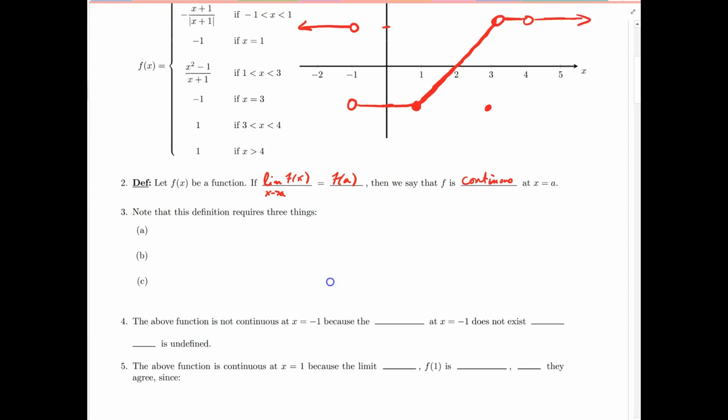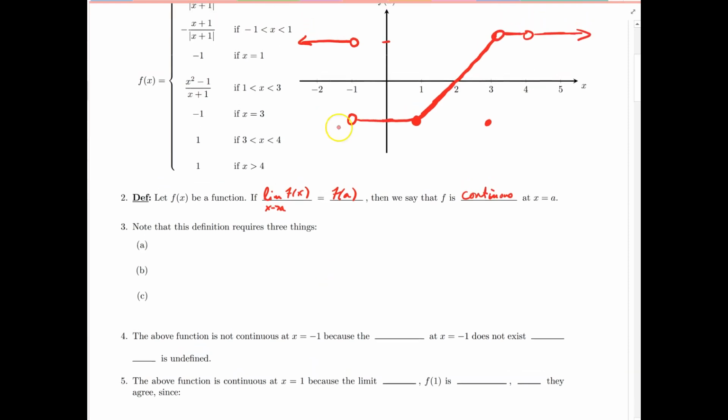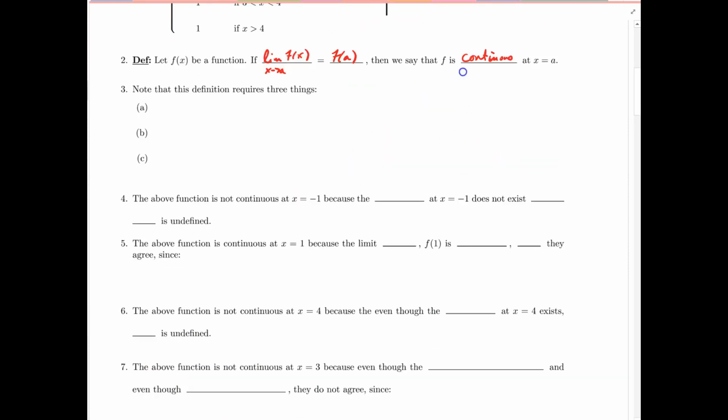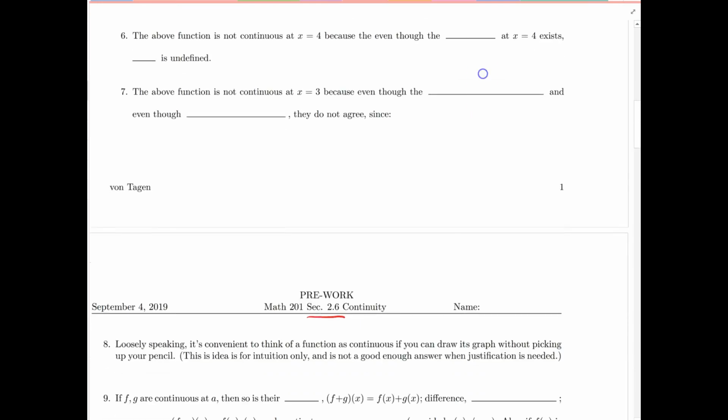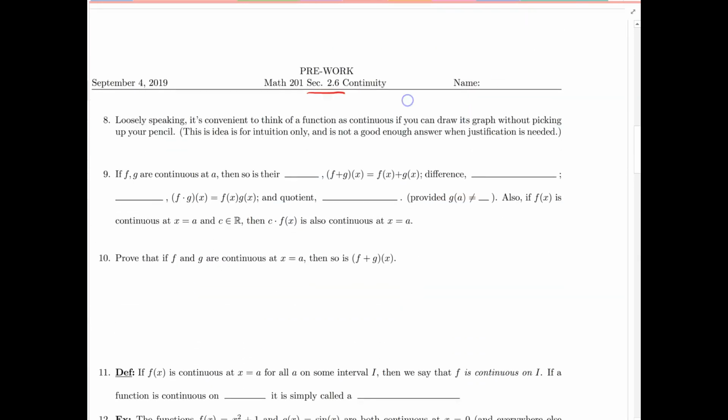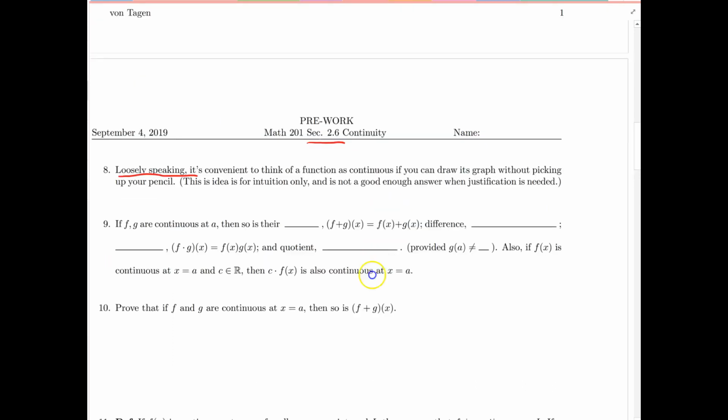Okay, so we examined a number of these points. We said, oh, we're not continuous at -1, we're not continuous at 3, we're not continuous at 4, but we were continuous everywhere else on the graph of that function. So it's important to sometimes just give the layman's definition for something. Loosely speaking, and this isn't an entirely precise definition, we can think of a function as continuous at a point if you can draw its graph without picking up your pencil at that point.